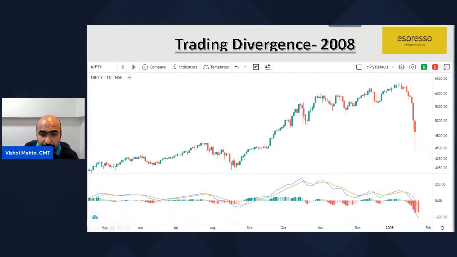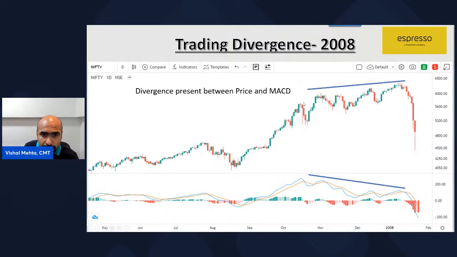Pehle to usko dekh lete kya hua. Market was making a new top, new top, new top, new top. You would have assumed that the MACD should also make a new top. Agar yahan pe ek example le lete hum log, MACD aur price ka top. So market made a new top, then vis-a-vis the previous top, MACD also made a new top. Market made a new top, okay, the MACD also made a new top.